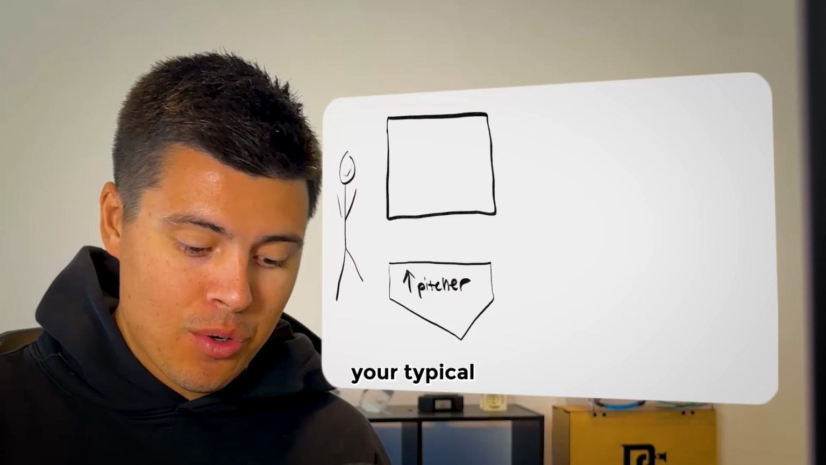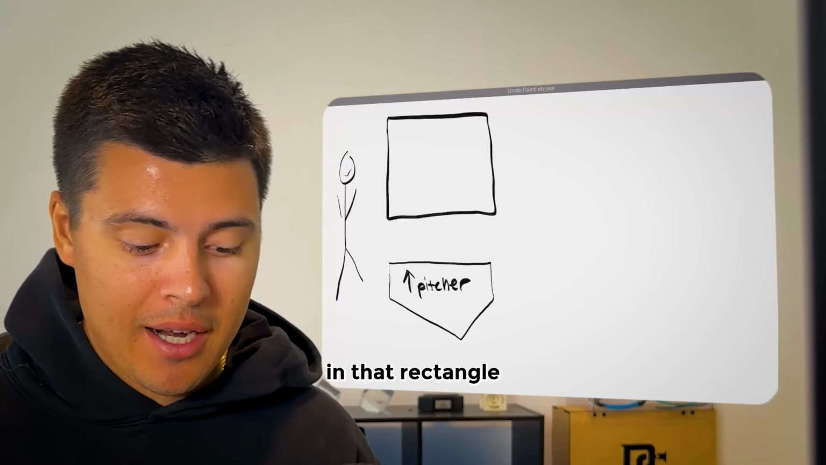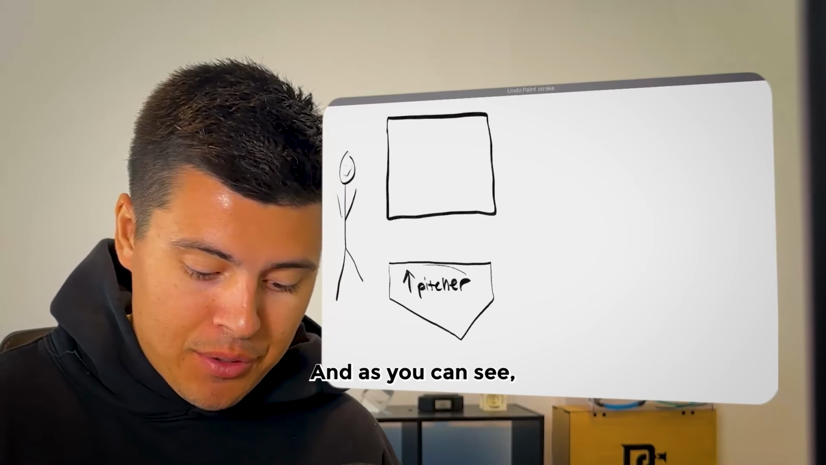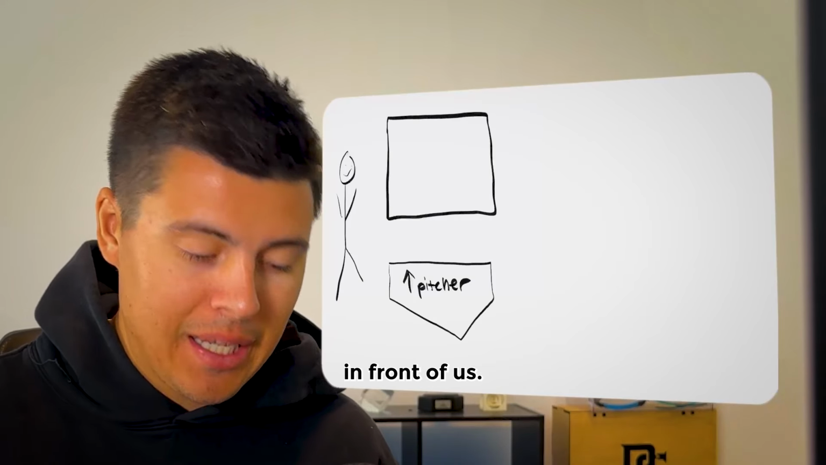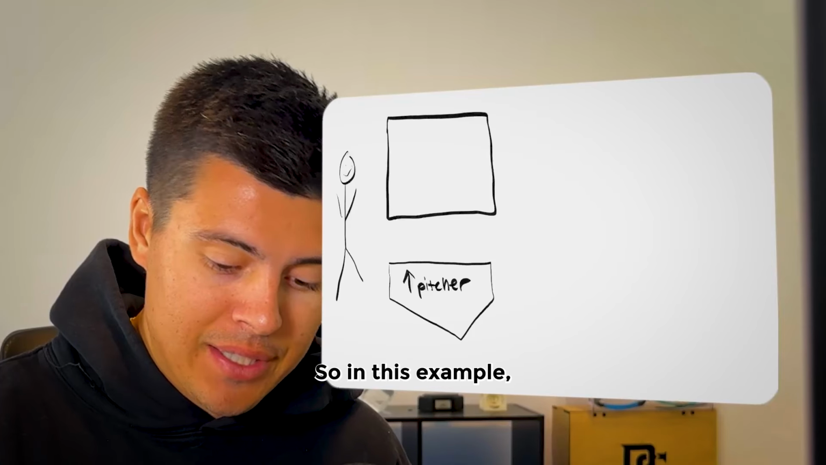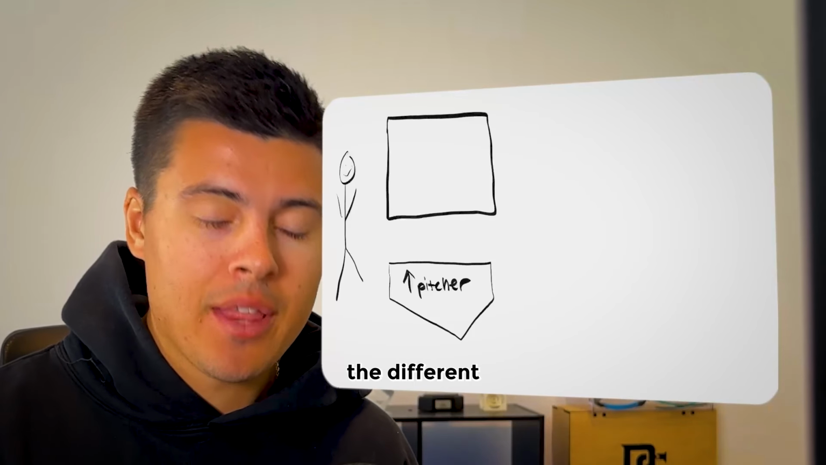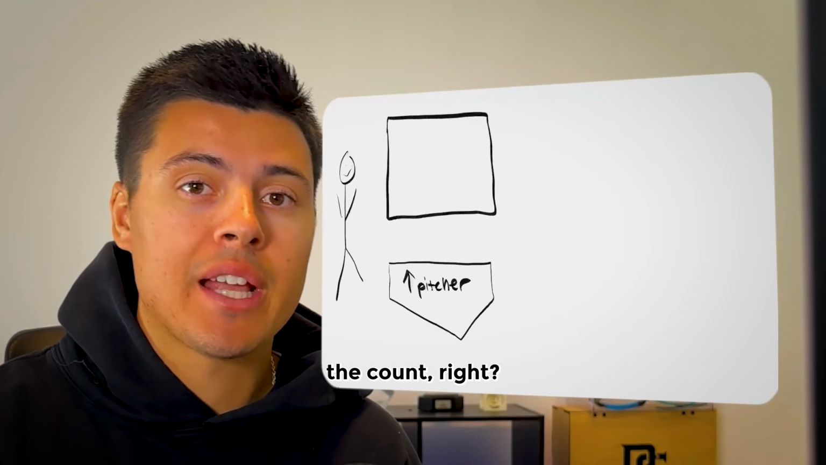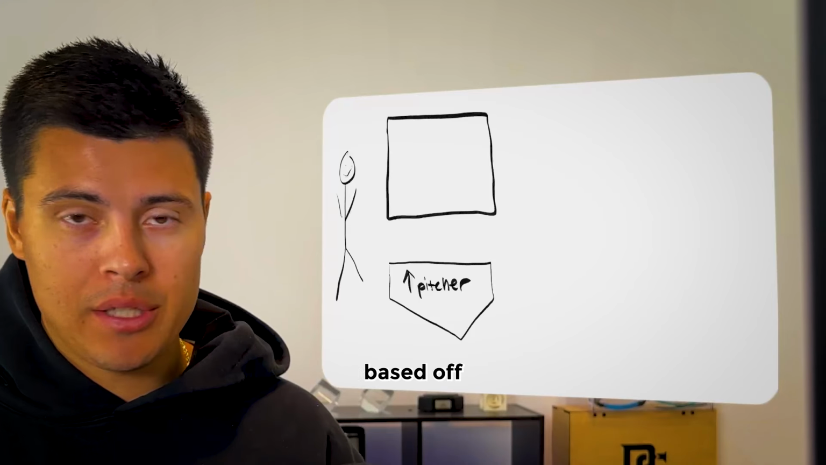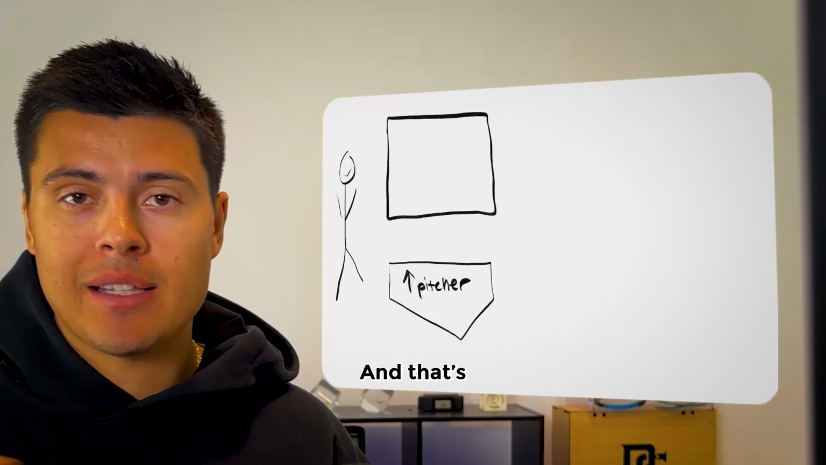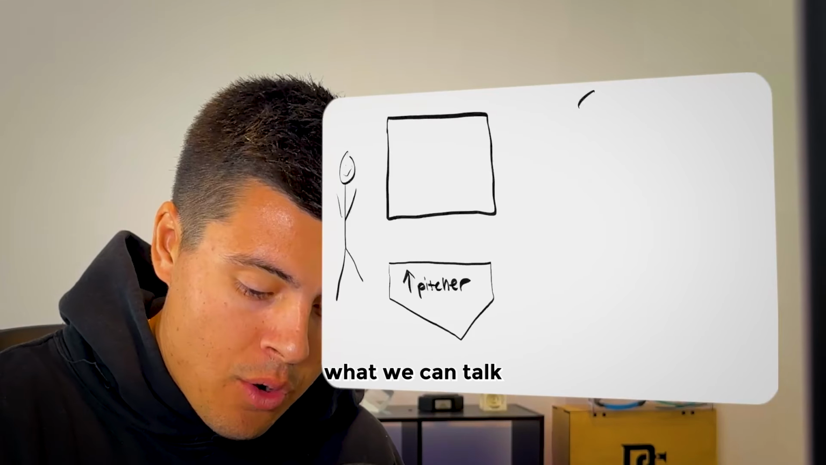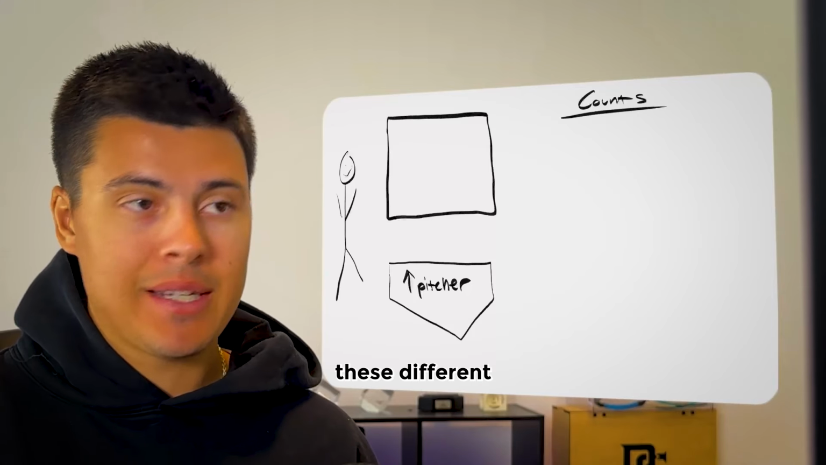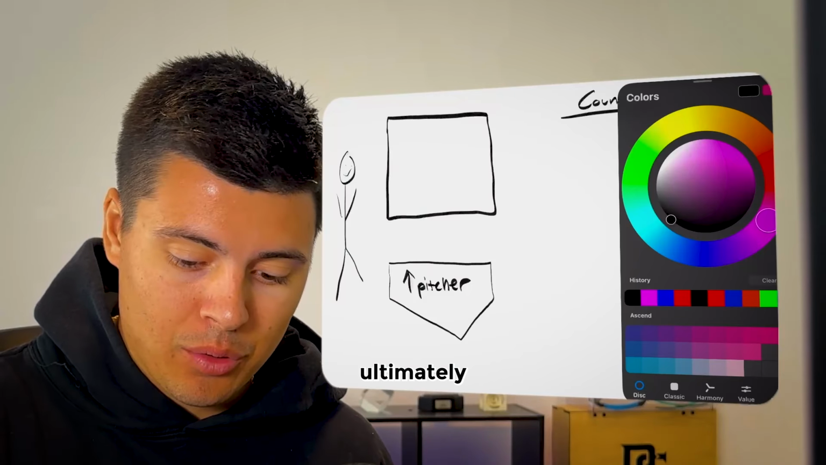So this is your typical strike zone. Right there in that rectangle, I'm gonna be talking about a right-handed hitter, and as you can see, the pitcher is gonna be facing in front of us. In this example, I think it's really important to understand the different approaches between high school and college hitters depending on the count, right? There's gonna be different approaches based off of situations, and that's for another time. But right now, what we can talk about is different counts, and we need to separate these different counts based off of what is ultimately happening.